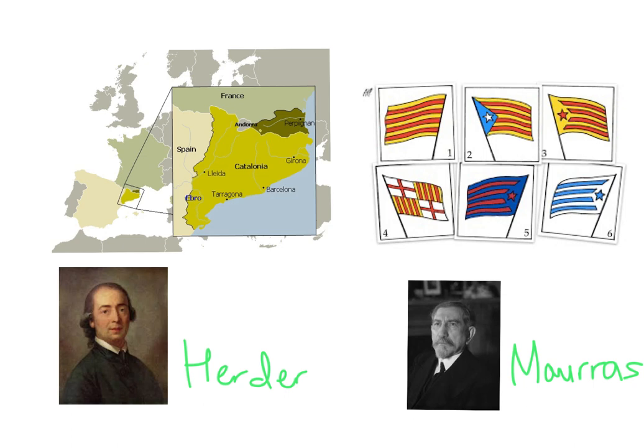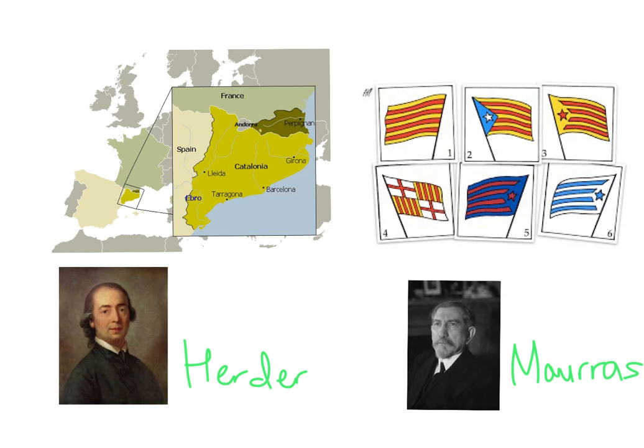The region of Catalonia has its own language. Roughly a third of Catalonians speak the language as their first language, whereas 45% speak Spanish as their first language. And Catalonia has its own flag. You can see the 6 flags that are arranged there.